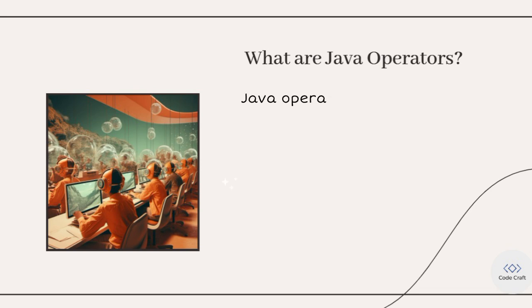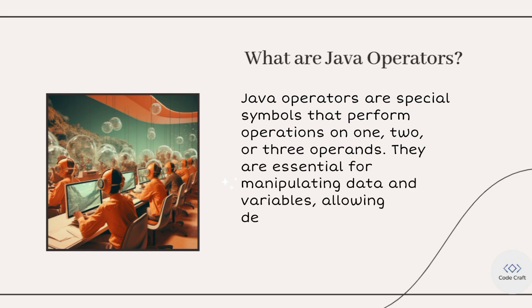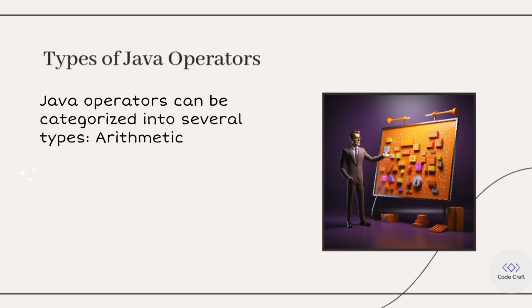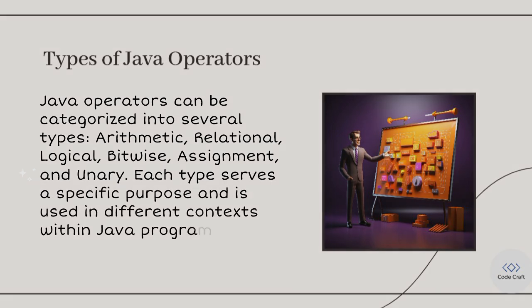What are Java operators? Java operators are special symbols that perform operations on 1, 2, or 3 operands. They are essential for manipulating data and variables, allowing developers to create complex expressions and algorithms in their programs. Types of Java operators. Java operators can be categorized into several types: arithmetic, relational, logical, bitwise, assignment, and unary. Each type serves a specific purpose and is used in different contexts within Java programming.